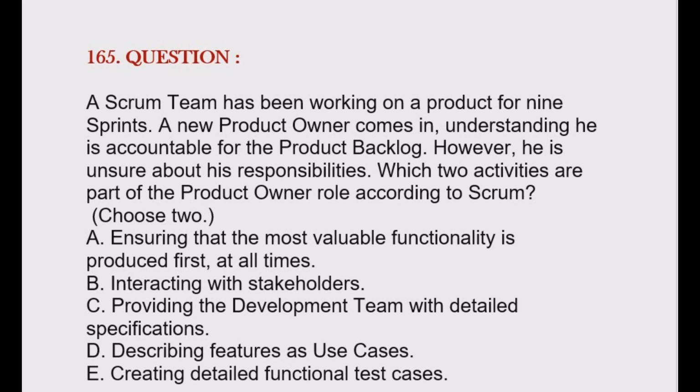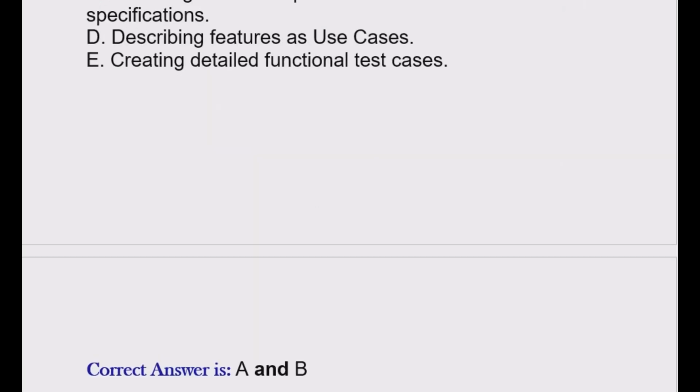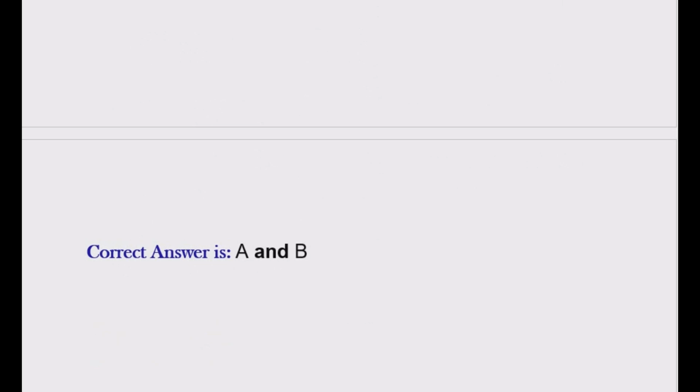Choose 2 options. Option A, ensuring that the most valuable functionality is produced first at all times. Option B, interacting with stakeholders. Option C, providing the development team with detailed specifications. Option D, describing features as use cases. Option E, creating detailed functional test cases. Correct answer is option A and option B.